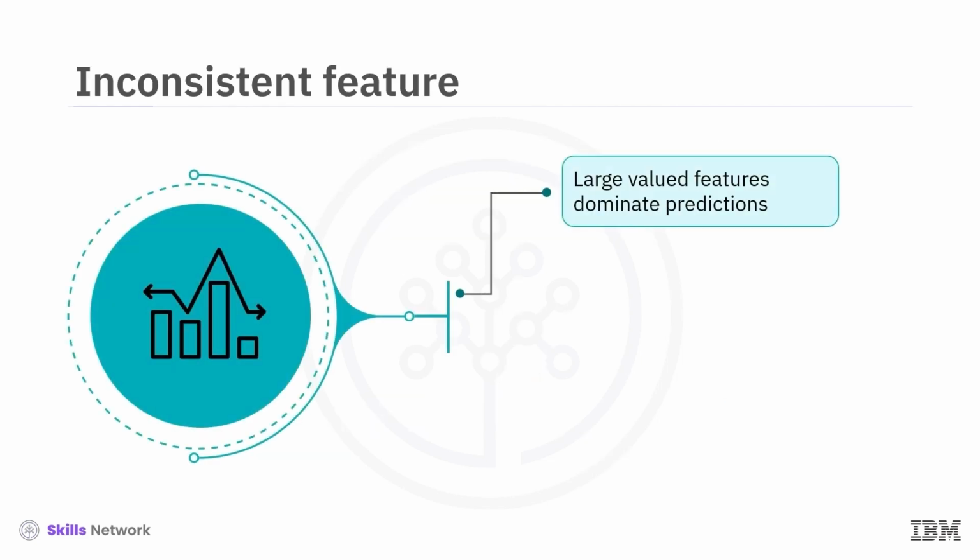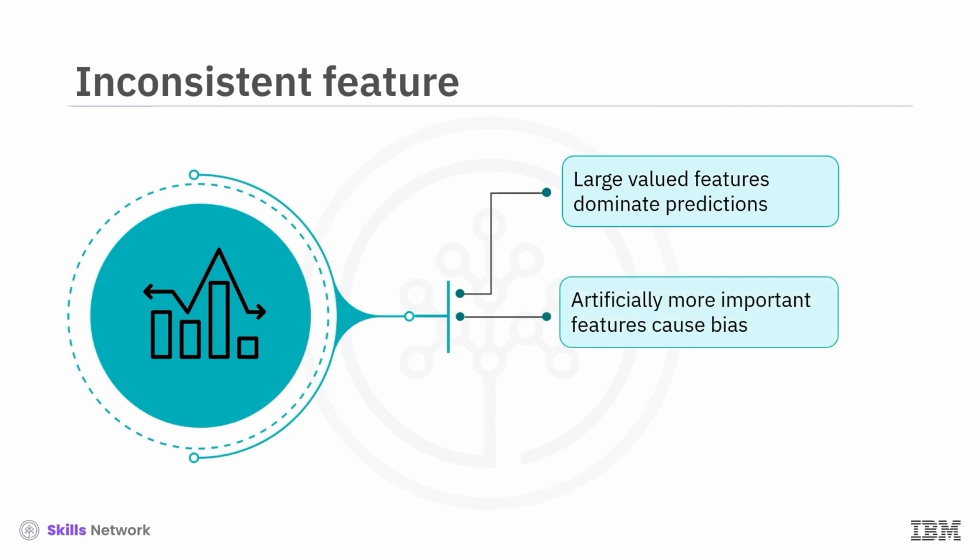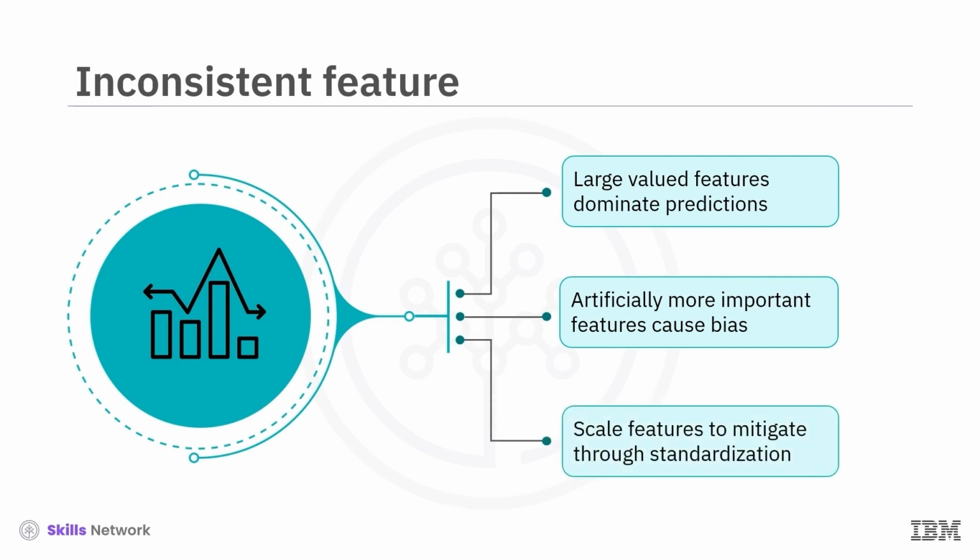When features have large values, they will dominate the distance measure and the predictions. Artificially more important features can cause biased or low accuracy predictions. Features need to be scaled to remove this effect, and the simplest way is standardization.